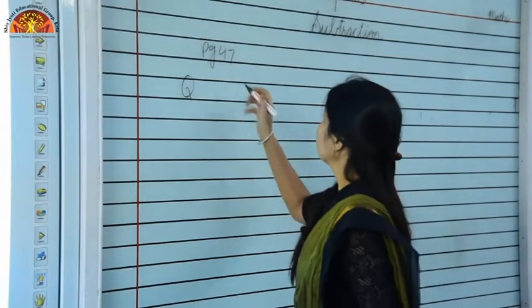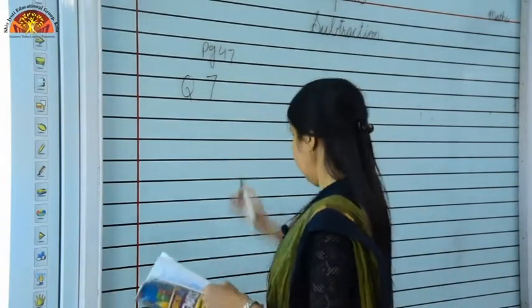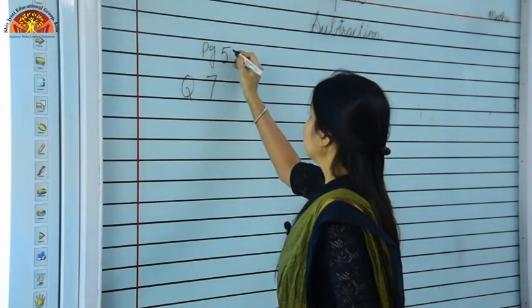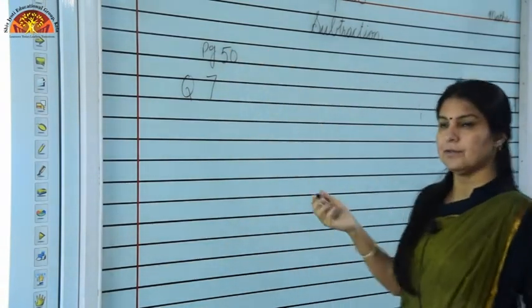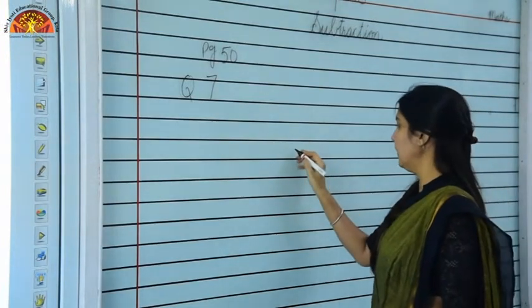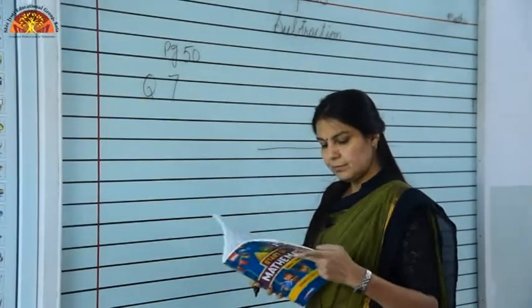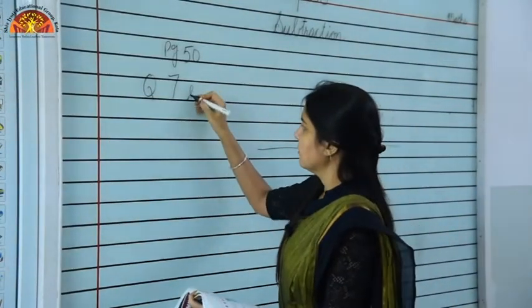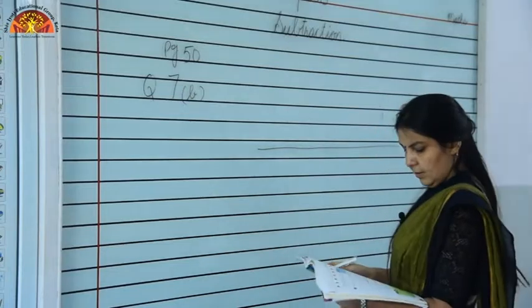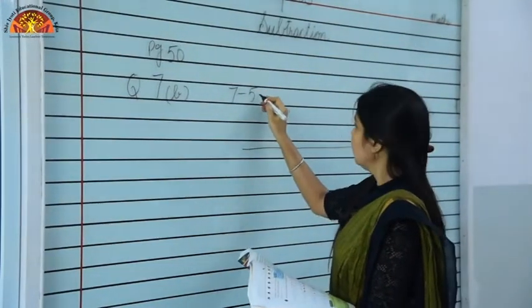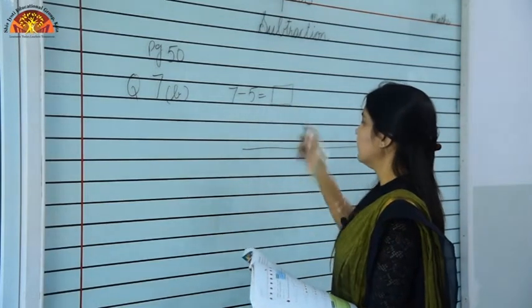This is question number 7, page number 50. For doing a sum on the number line, we have to draw a number line. We will see B part of this. Now what are the numbers? Numbers are 7 minus 5 equal to, you have to find out what is the answer.